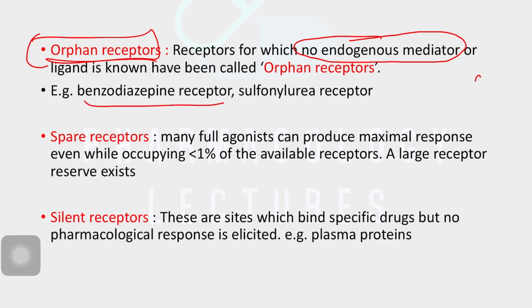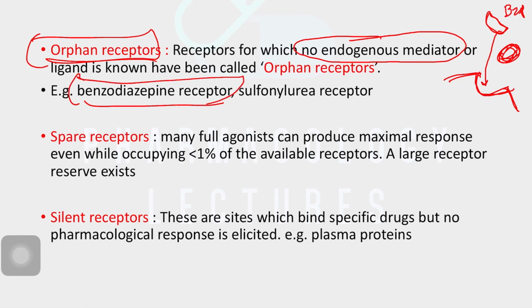There are some benzodiazepine receptors present in the central nervous system where there is no endogenous ligand. No endogenous ligand attaches to these receptors. But if you administer some exogenous drug, for example benzodiazepines, those benzodiazepines will act only on these receptors. So these receptors are mainly made for exogenously administered drugs, and these are called orphan receptors.